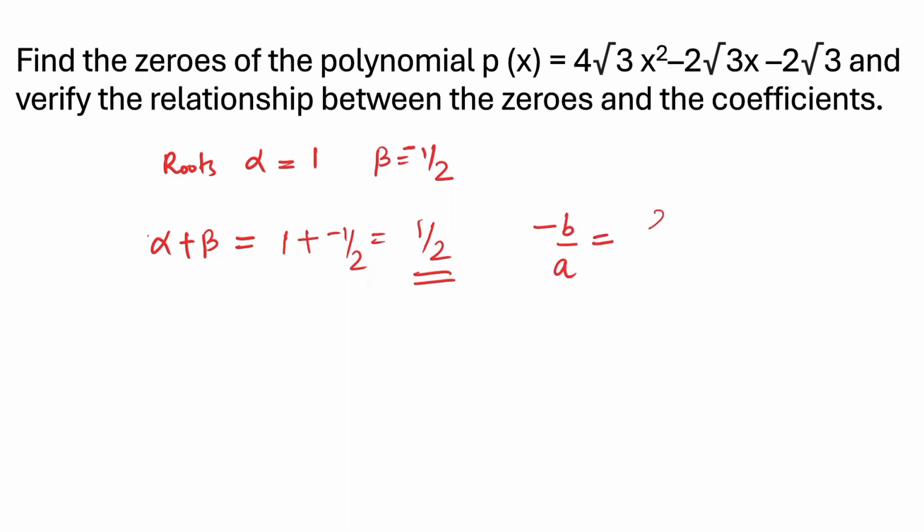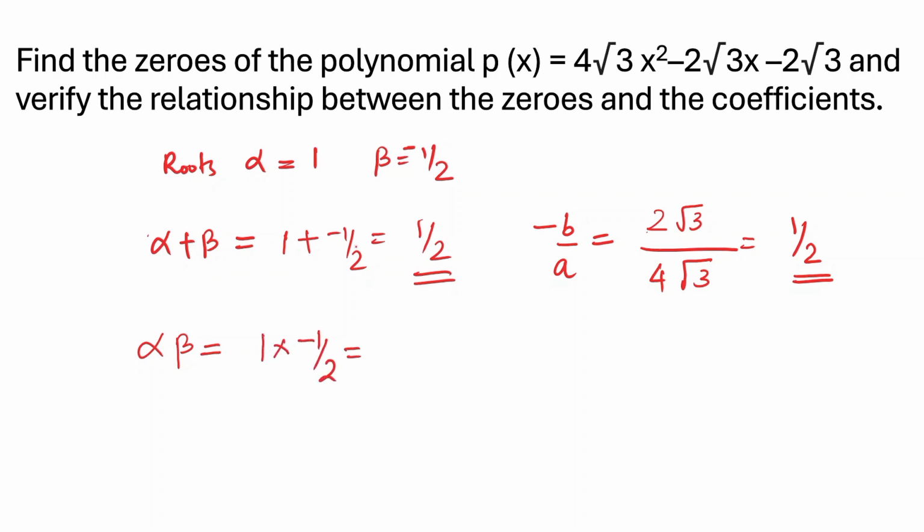Minus b equals 2 root 3 and a is 4 root 3. So that is 1 by 2. Alpha plus beta equals minus b by a. Okay, and alpha beta must be equal to c by a. Alpha beta is 1 times minus 1 by 2, that is minus 1 by 2, and c by a equals c is negative 2 root 3 whole divided by a is 4 root 3.